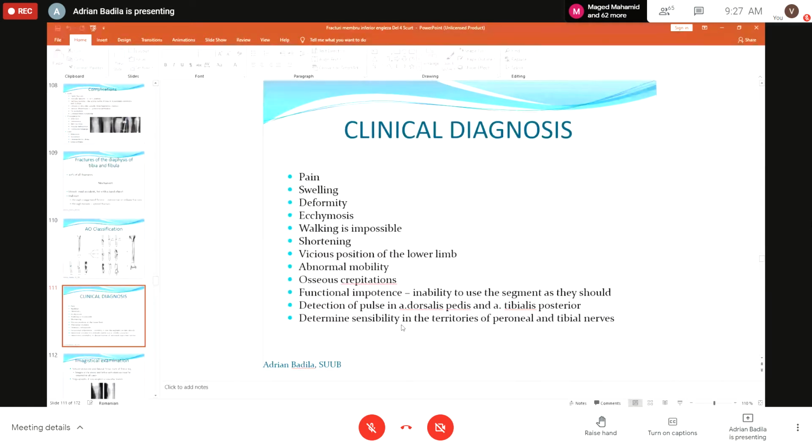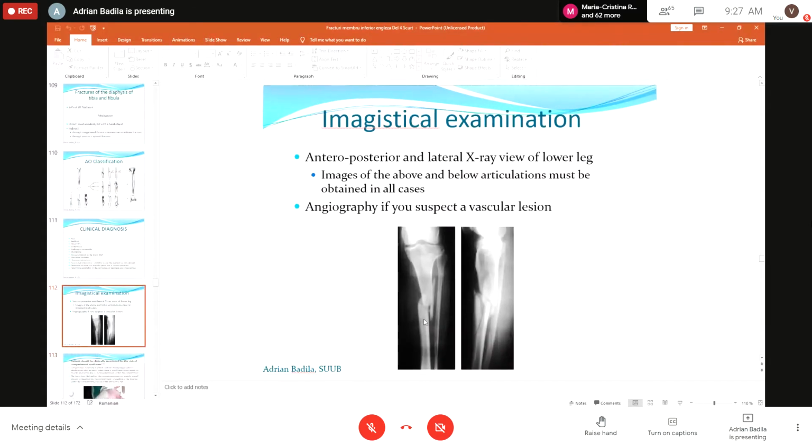At the clinical examination, we will see the same things: pain, swelling, deformity, ecchymosis, shortening, vicious position, abnormal mobility, crepitations, and so on. We will ask for an anteroposterior and lateral X-ray view of the lower leg. As I said yesterday, we need to see the above and below joints in the X-ray views. In all cases, and it doesn't matter the segment, the lower limb, the upper limb, we must visualize the above and below articulations.